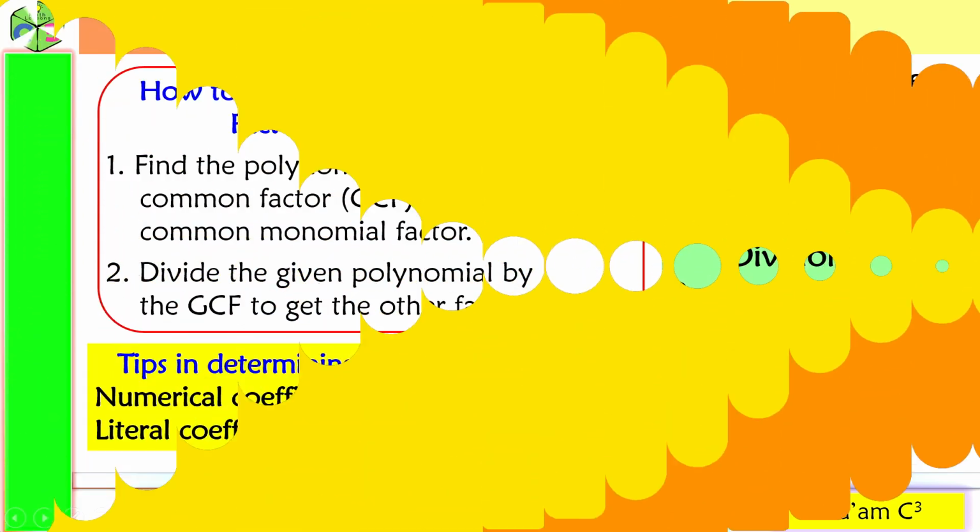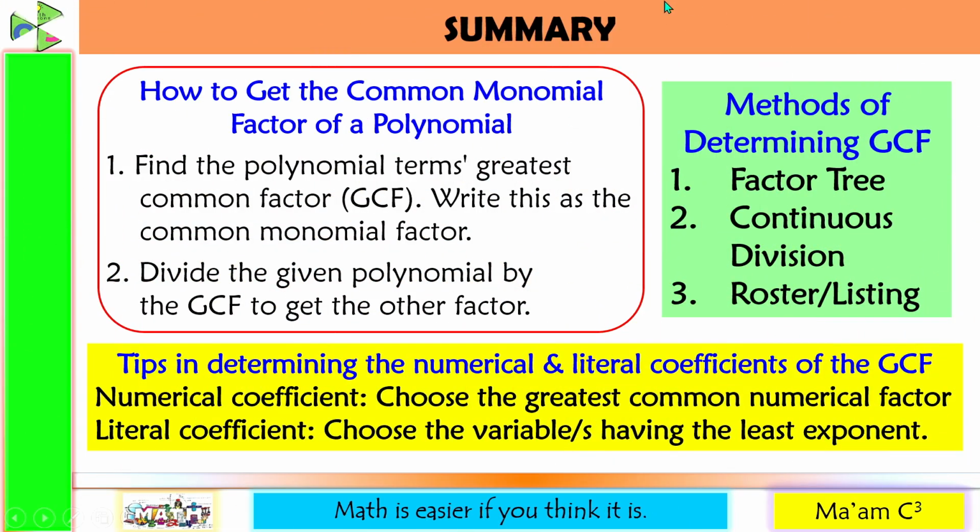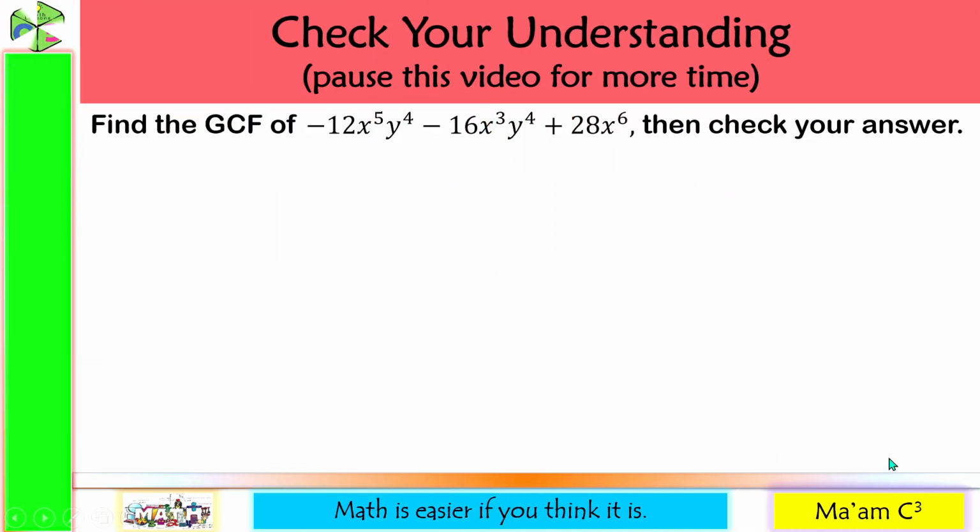For the summary, here are the things that we learned in this lesson. How to get the common monomial factor of a polynomial. And I have discussed 3 different methods of determining the GCF. I have here also tips in determining numerical and literal coefficients of the GCF. For the numerical coefficient, choose the greatest common numerical factor, while for literal coefficient, choose the variable or variables having the least exponent. Now, let us check your understanding. Pause this video for more time.